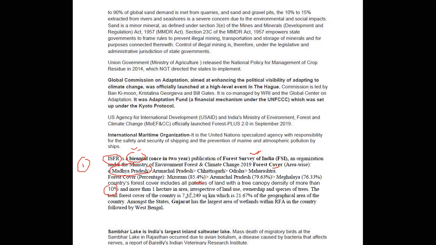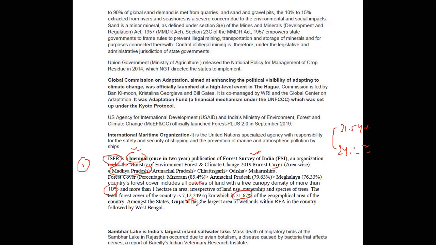Now this report is saying that total forest cover is 21.67% of the geographical area. Earlier in 2017, it was around 21.54%. But sometimes you will see that it is written 24 point something. So what is the difference between these two? Why are we saying 21.67 and 24 point something? We'll see right now why that difference has been created.